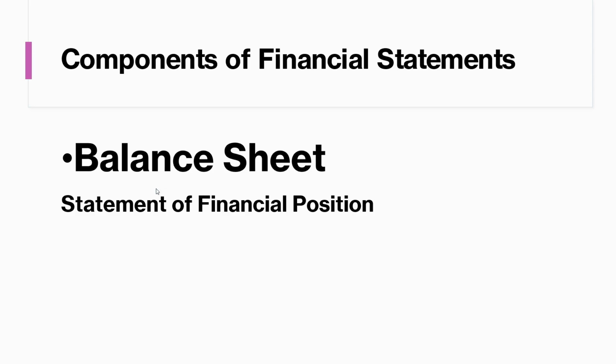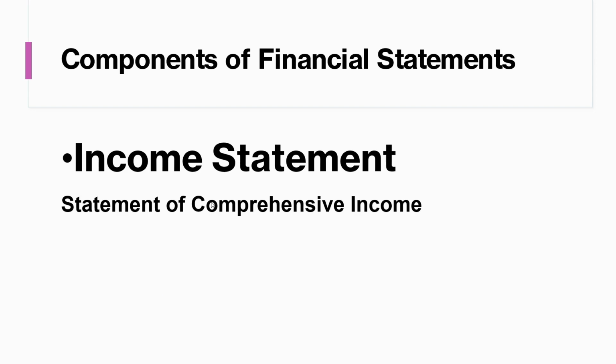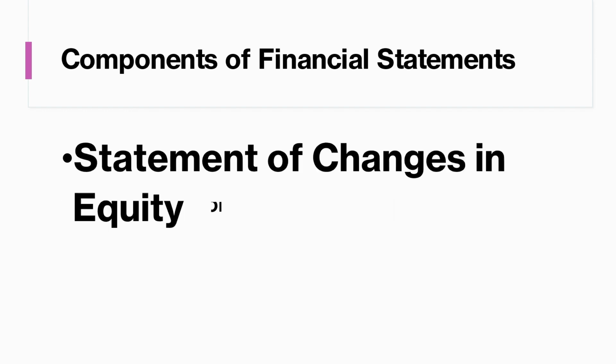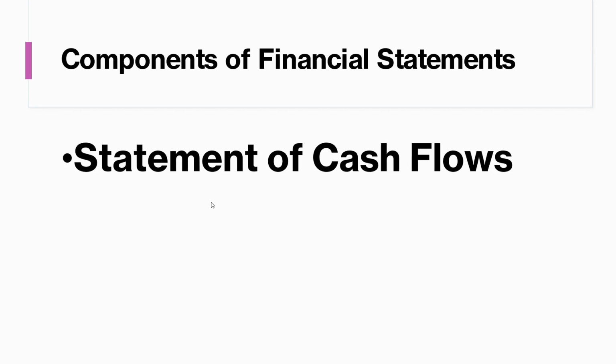So the first one is the balance sheet. They've now changed the name. It's now called the statement of financial position. So you just need to remember that the balance sheet has now changed and it's now called the statement of financial position. That's one component of the financial statement. The second one is the income statement, and again they've also changed it. It's now called statement of comprehensive income. Another one is a statement of changes in equity, and the last one is statement of cash flows. So there's four of them.